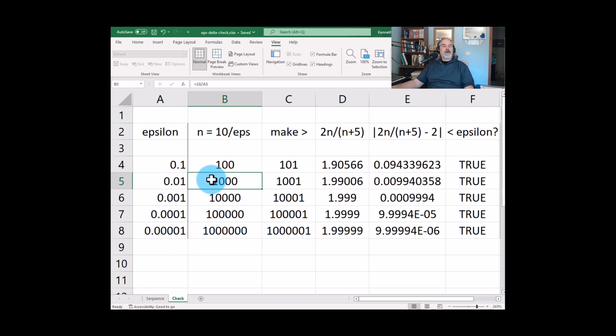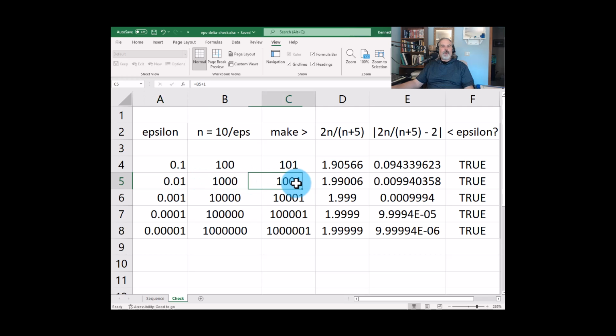10 over epsilon is 1,000. Just going to nudge a little bit past that to make sure that we've inched far enough out there. We're going to go out to input value 1001 and beyond. At the input value of 1001, 2n over n plus 5 is 1.99006. How close is that to 2? Well, it's 0.00994, etc. away, and that's less than epsilon.